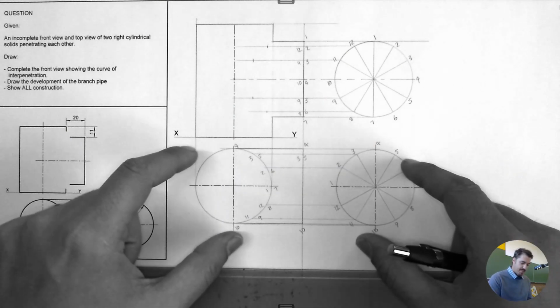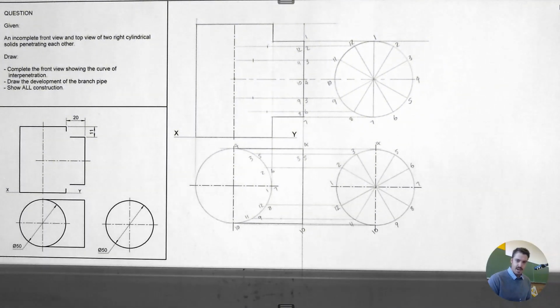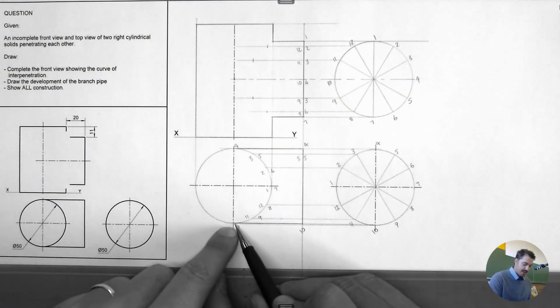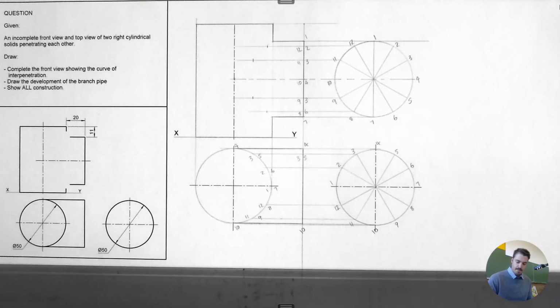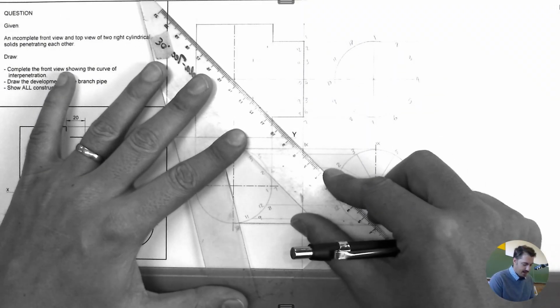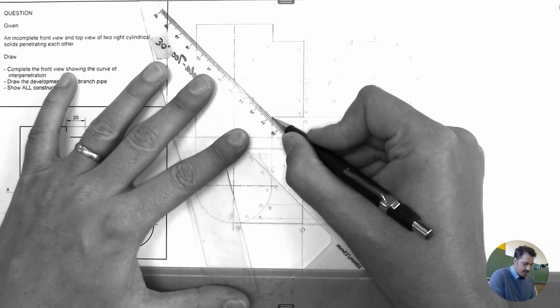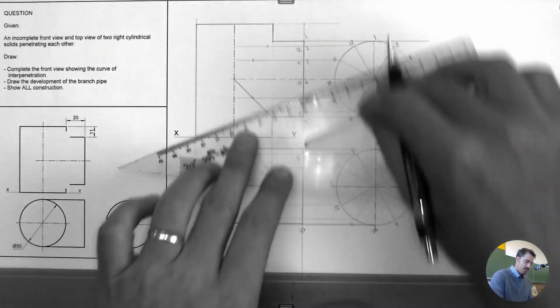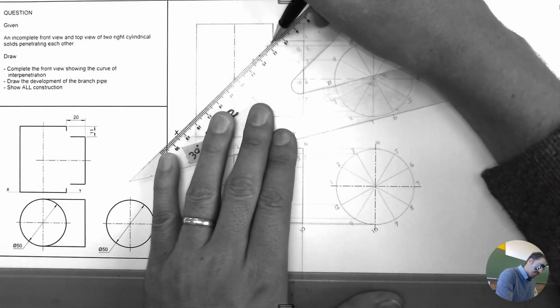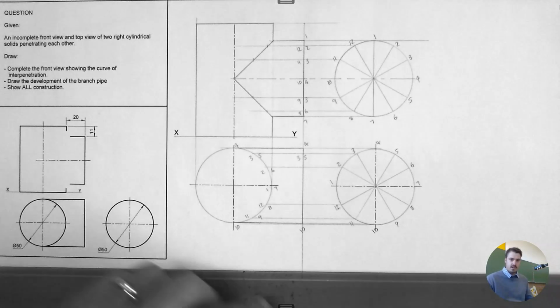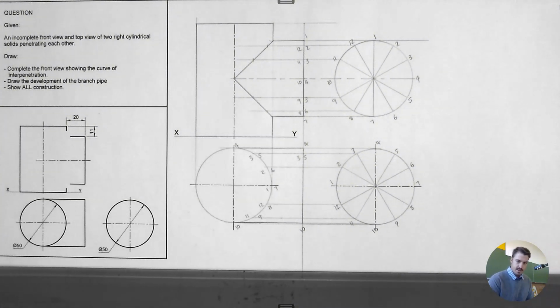If the branch pipe and the main pipe is exactly the same diameter, and they connect onto each other like you see here, there won't be a curvature here. It's going to be a straight line. So from here, you'll have a straight line that connects onto the middle, and the straight line that connects onto the middle. And you can see it goes exactly through those points I just made. Alright, so this would be the interpenetration.